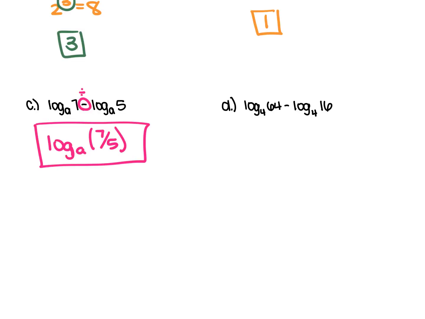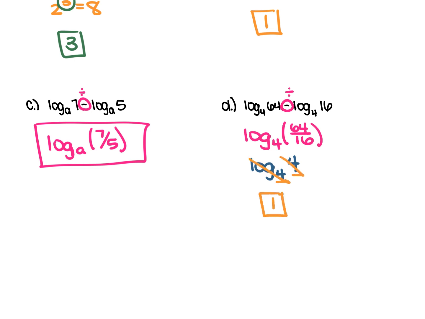And for D, you have log 4 of 64 minus log 4 of 16. Again, bases are both 4. Separated with subtraction, we'll rewrite using division instead. So that gives us log 4 of 64 divided by 16. This does simplify to give you log 4 of 4. Again, your base is the same as your whole number, so these cancel to give you 1.